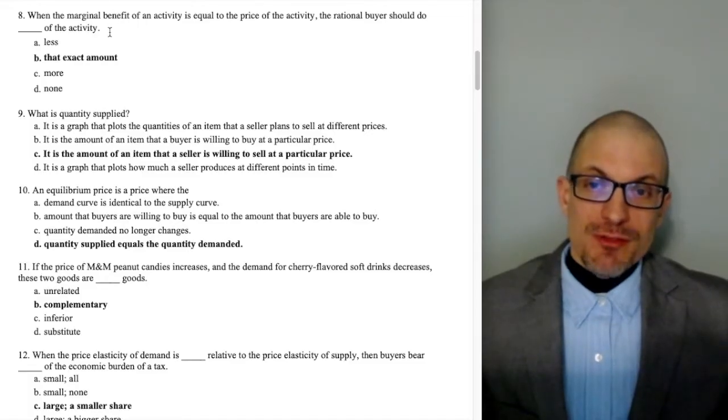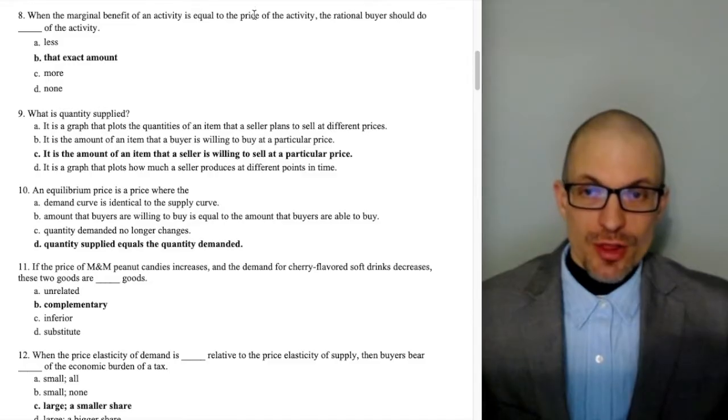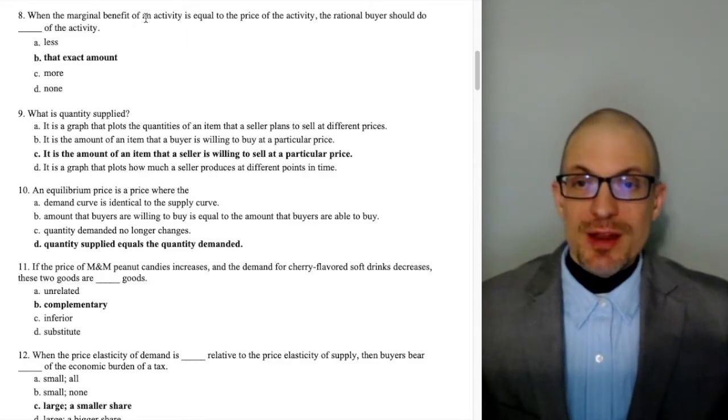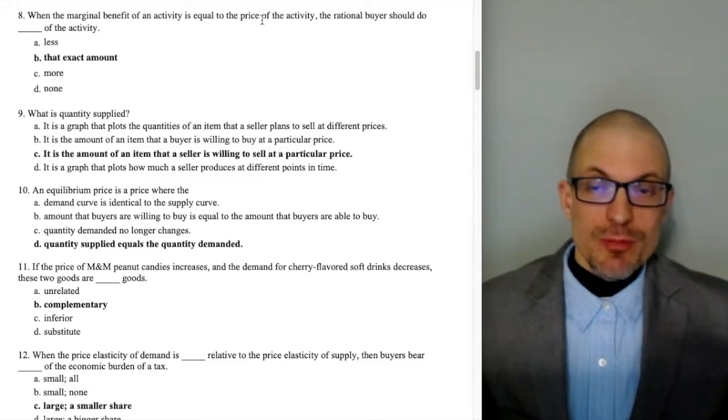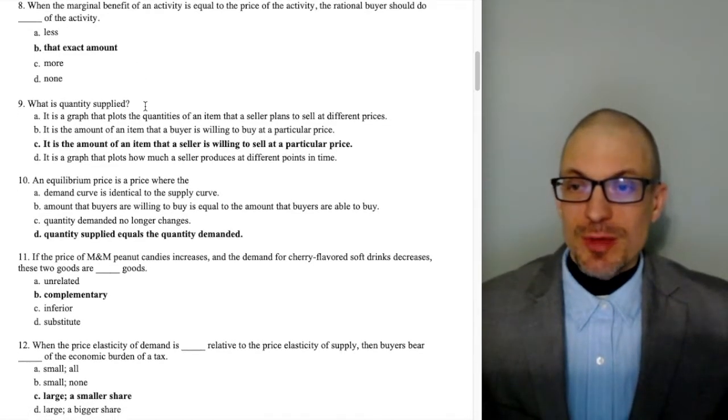If the marginal benefit was greater than the price, right, the price would be the marginal cost to the consumer, following the rational rule, though this is actually the rational rule for buyers, right? If the marginal benefit's greater than the price, greater than your marginal cost, you should do more. If it's less, you should do less. But if it's equal, you're optimizing. So you should do that exact amount.